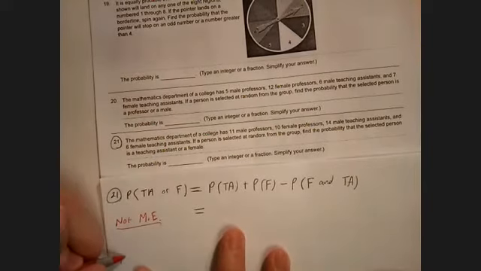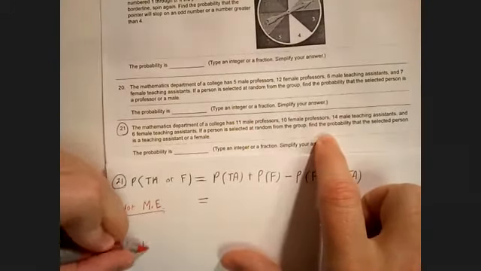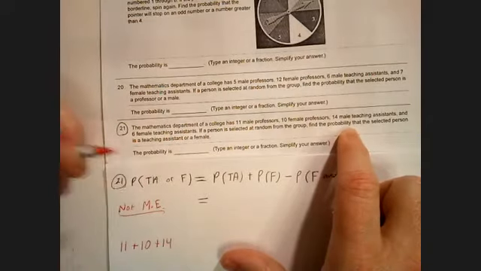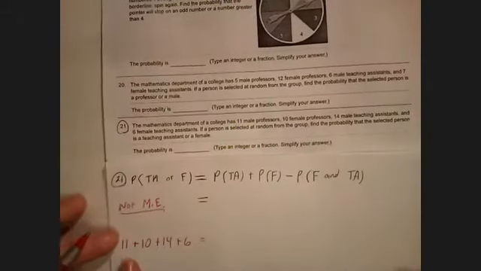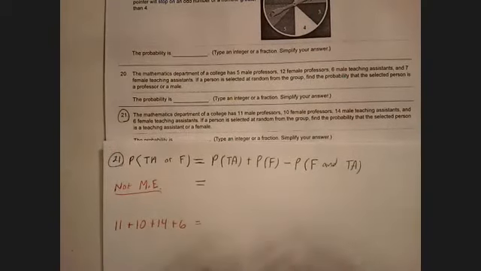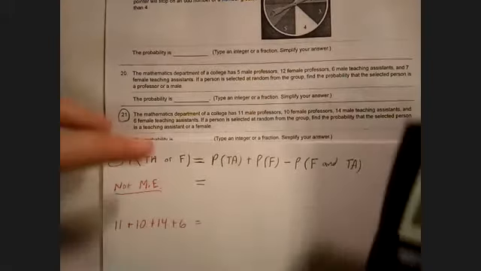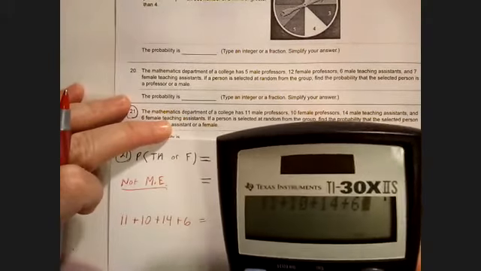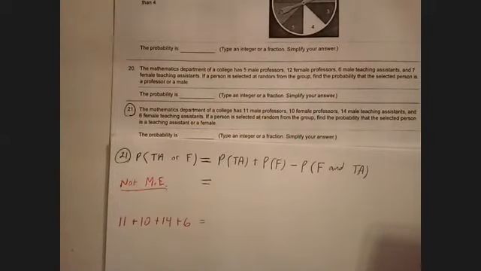I've got 11 male professors, 10 female professors, 14 male TAs, and 6 female TAs. So I just want to get the total for my denominator for probability. I suppose you could do that at the end of the problem, but I will need it. It's 41. So that's going to be my denominator.